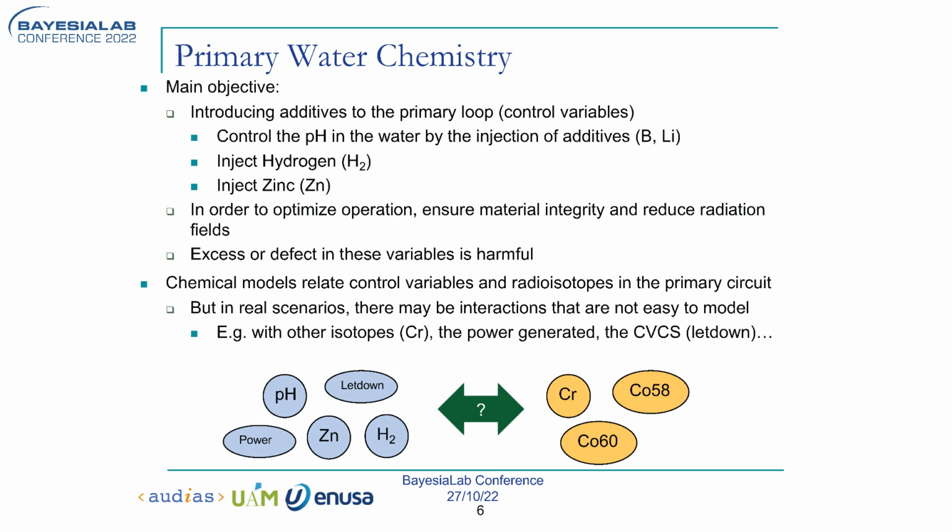it can be harmful. So we cannot inject as much as we can. There's an optimum that we have to maintain. And we have to do it in order to optimize operation, but also ensure material integrity and reduce the radiation fields. So it's not only reducing those, but also optimizing the operation of the power plant and ensuring the integrity of the materials in the primary loop.